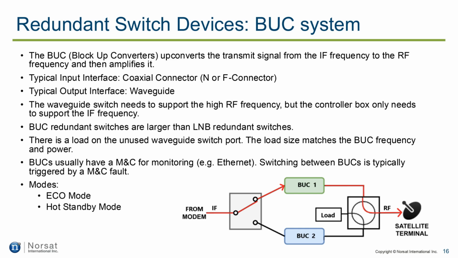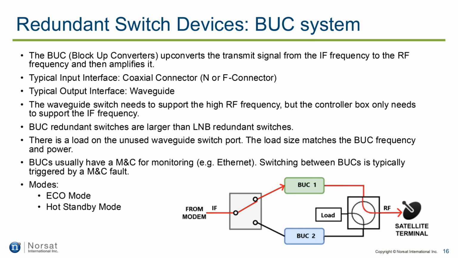The input interface is typically a coaxial connector, like an N connector or F connector, while the output interface is a waveguide. While the waveguide switch must support these high RF frequencies, the controller box only needs to support the lower IF frequency. Since bucks are generally larger than LNBs, the buck redundant switch will also be larger. This should be considered when installing the redundant switch in an antenna hub. On a buck redundant system, there is a load on the unused waveguide switch port. The load size matches the buck frequency and power.